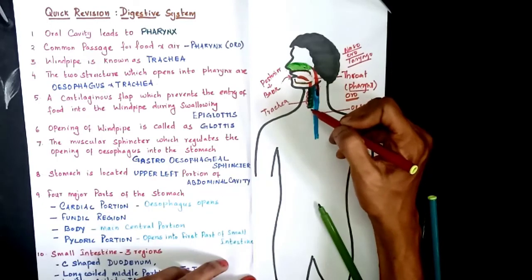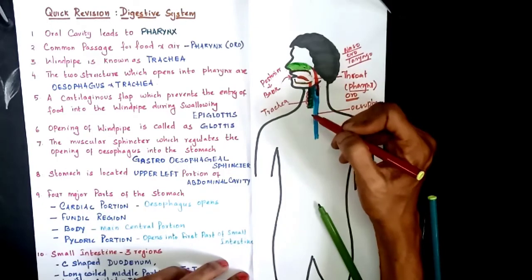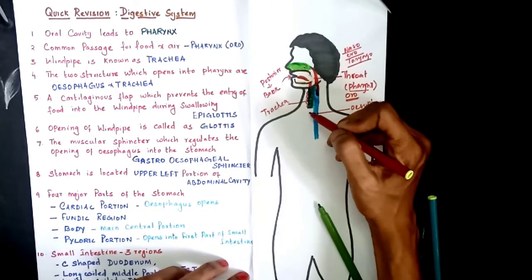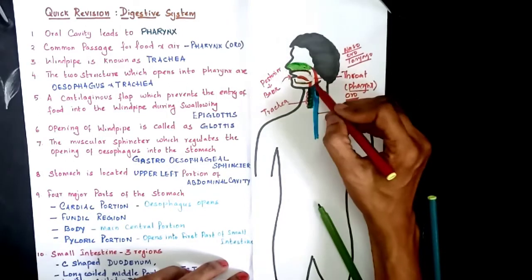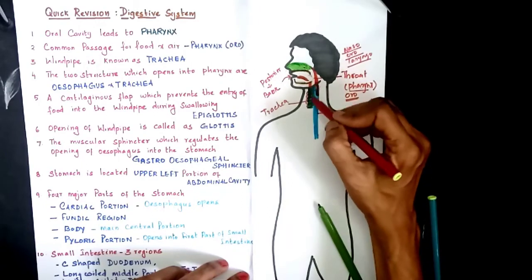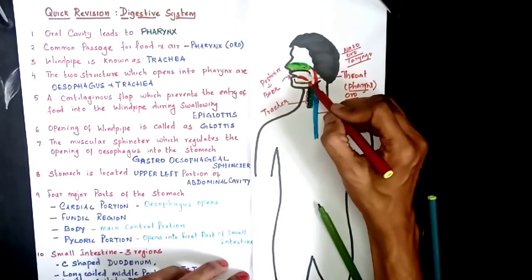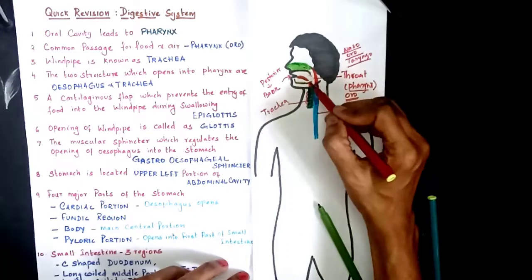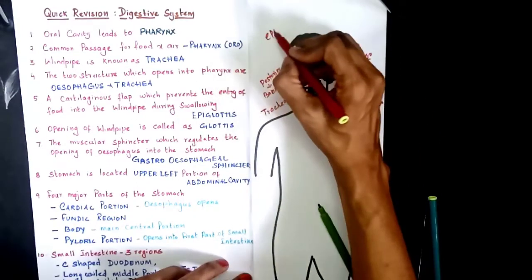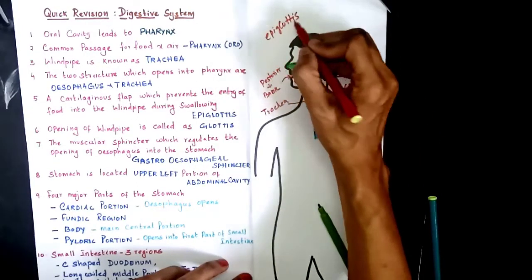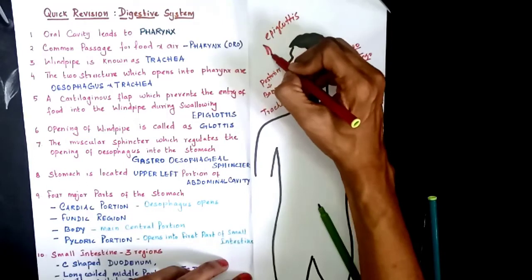Only air can enter. If something else, like a foreign object, enters or if we aspirate, it will result in asphyxiation, that is, we cannot breathe. So food should enter the esophagus and air should enter the trachea. For this you have a gate-like structure called the epiglottis. This is a flap, a leaf-like structure like this, here.